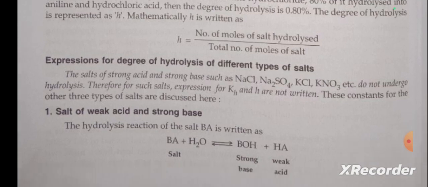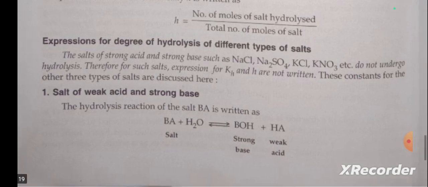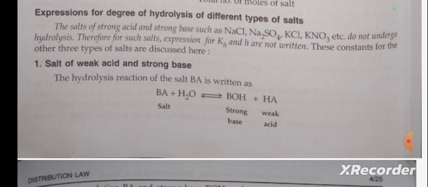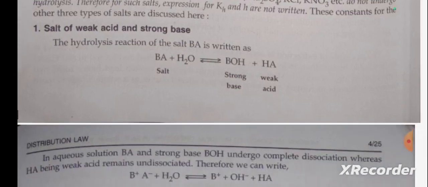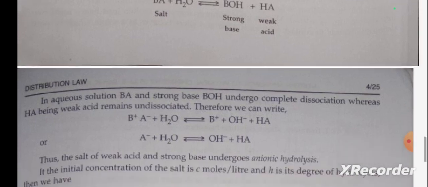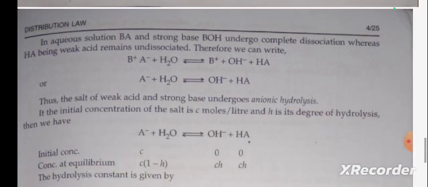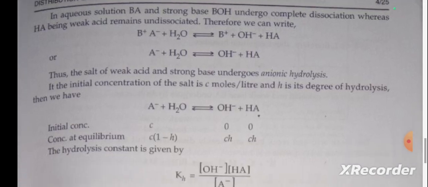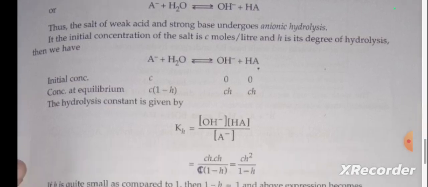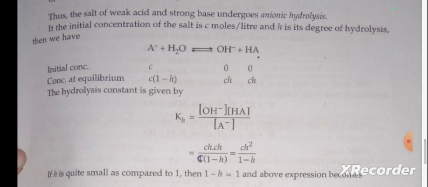Expression for degree of hydrolysis of different salts. The salts of strong acid and strong base, such as NaCl, Na2SO4, KCl and KNO3, do not undergo hydrolysis. Therefore, for such salts, expressions for KH and h are not written. These constants for the other three salts are discussed here. Salt of weak acid and strong base. The hydrolysis reaction of salt BA is written as BA + H2O ⇌ BOH + HA. In aqueous solution, BA and the strong base undergo complete dissociation, whereas HA, being a weak acid, remains undissociated. Therefore, we can write BA + H2O ⇌ B+ + OH- + HA, A- + H2O ⇌ OH- + HA. Thus, the salt of a weak acid and strong base undergoes anionic hydrolysis.